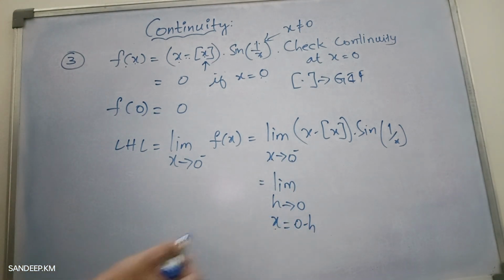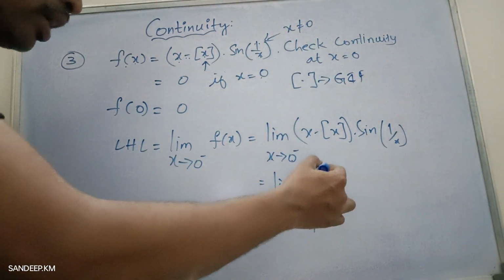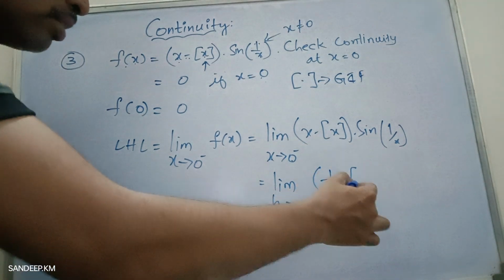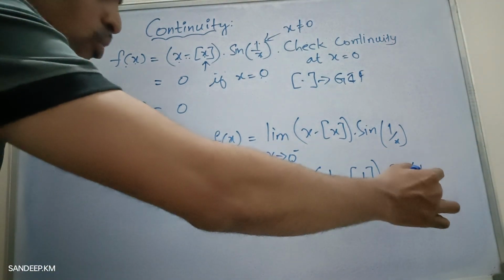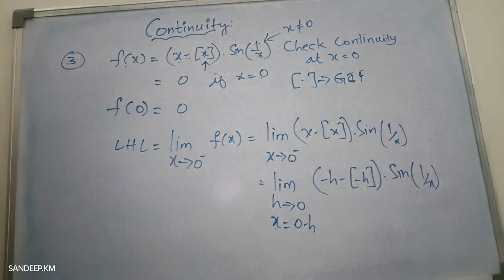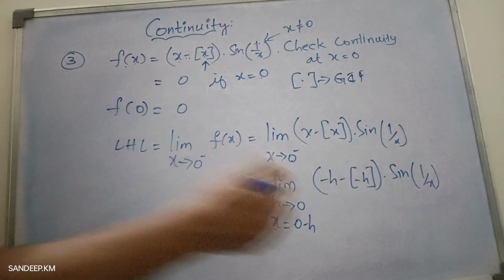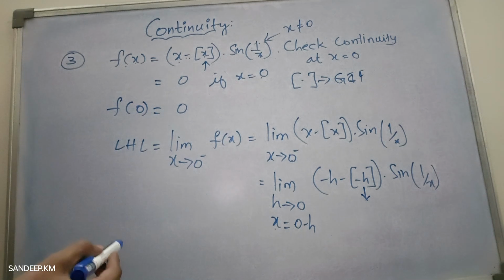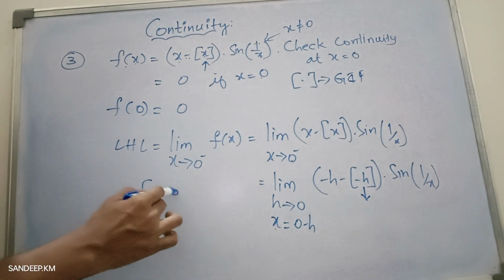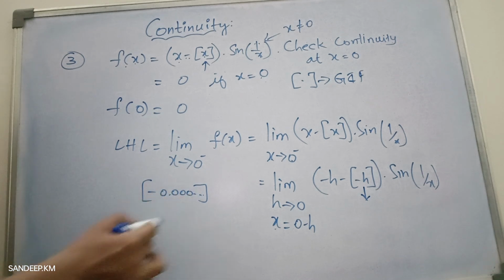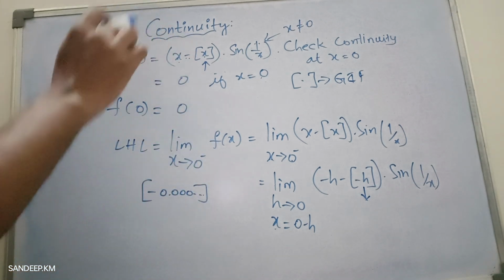X is equal to 0 minus h means minus h only, no? So what do you get? Minus h minus step of minus h into sine of 1 by x. Dear students, I hope you all know how to find the step of minus h. Step of minus h value is 0.000 and so on. Maybe 0.0000 and so on, somewhere you will get 1.